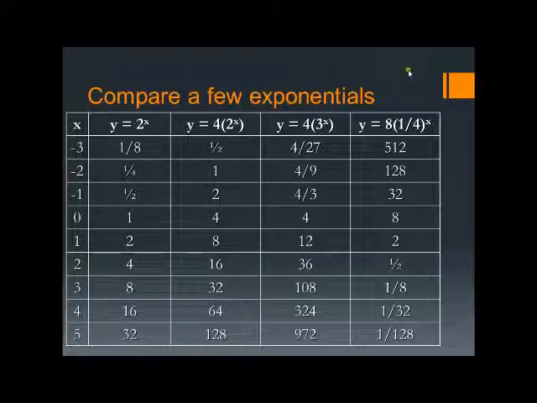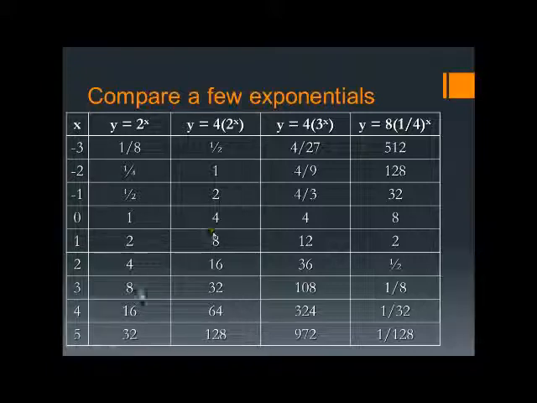Alright, the first two, 2 to the x and 4 times 2 to the x. Notice they both have a base of 2. And if you look, 1/8 times 2 is 1/4, times 2 is a half, times 2 is 1, times 2, times 2, same thing here. Half times 2 times 2 times 2 times 2 times 2. If you go the other way, decreasing x's, 32 divided by 2, divided by 2, divided by 2. That's why a negative exponent gives you a fraction, by the way. 1 divided by 2 is a half, divided by 2 is a fourth.